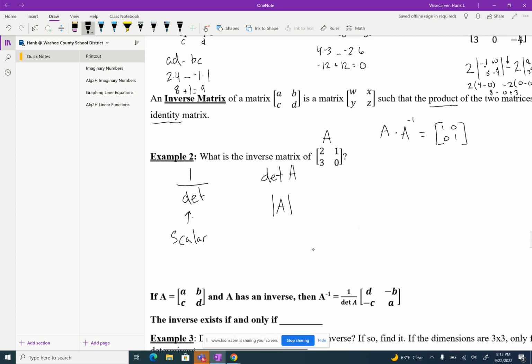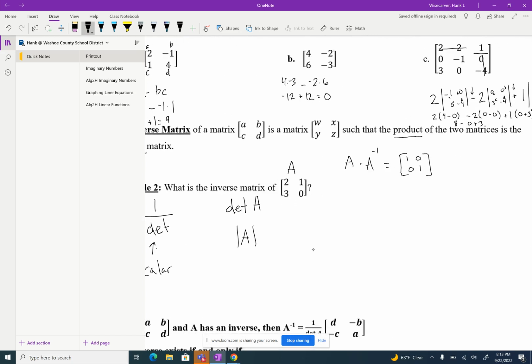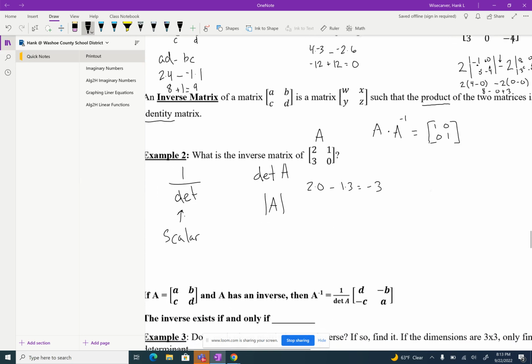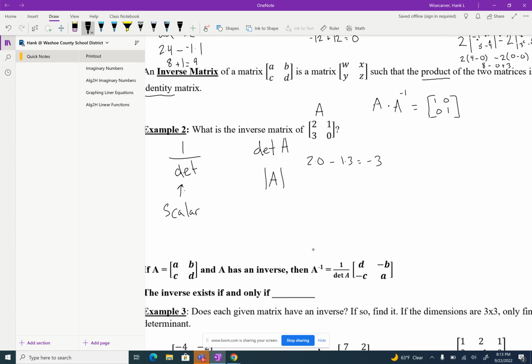So we want 2 times 0 minus 1 times 3. This is going to end up being, what do we got here? -3. Looks about right. So that means when we're finding our inverse, it's going to be 1 over -3, and then our original matrix, 2, 1, 3, 0.